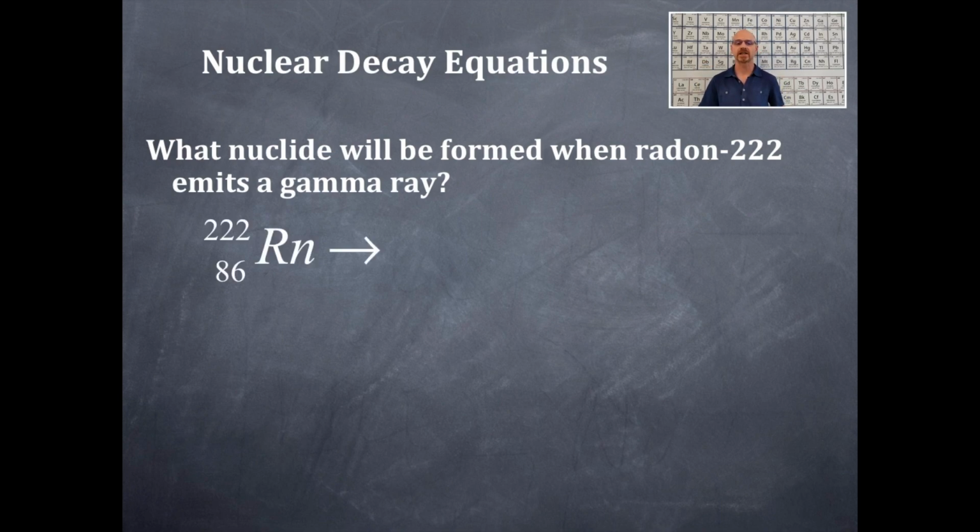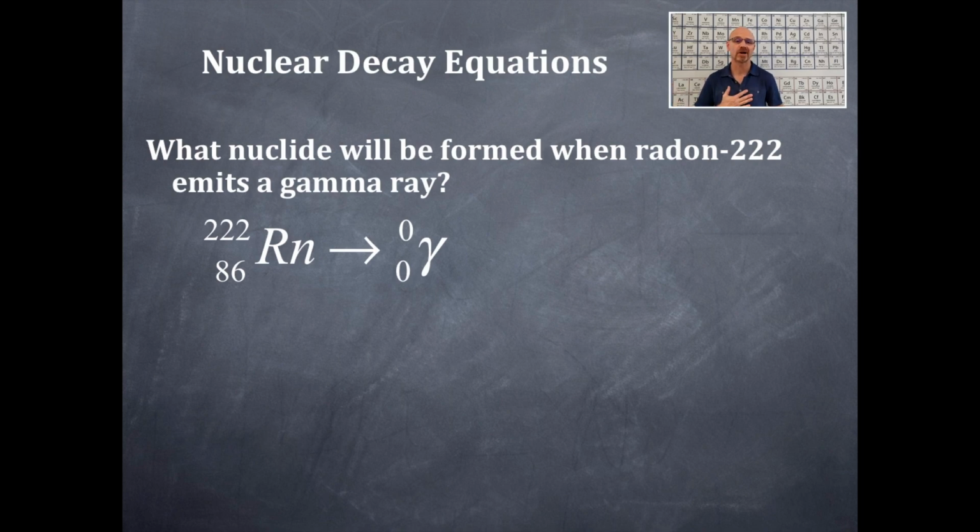So we're going to find radon-222 on the periodic table. It has an atomic number of 86. Now we're going to write the symbol for a gamma ray. This is the symbol for a gamma ray. It has no mass and no charge. So you should see 222 is equal to 0 plus what number? 222. 86 is equal to 0 plus what number?